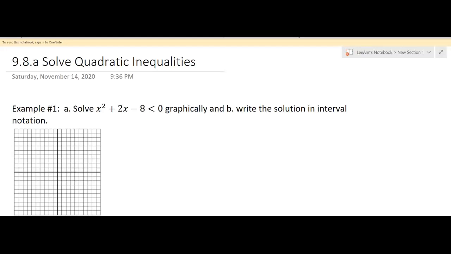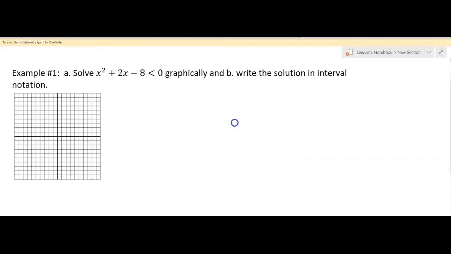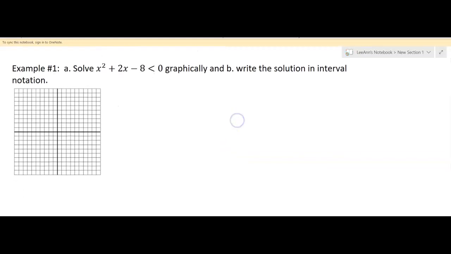Okay, so in 9.8 we're going to solve quadratic inequalities. And we've worked with this concept a little bit, sort of something like it, in the past. So you might recognize some of what we're going to do here. Okay, so we have this quadratic inequality right here.